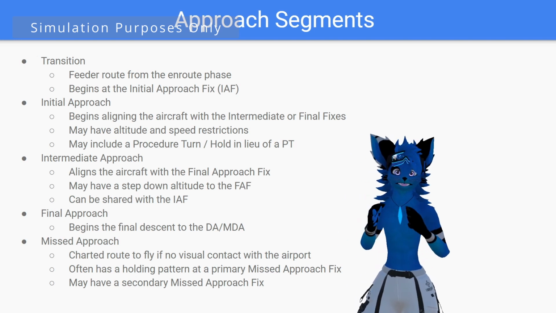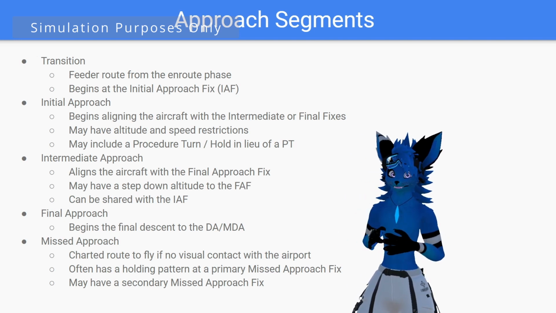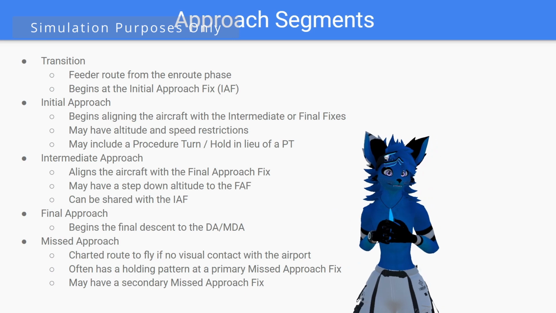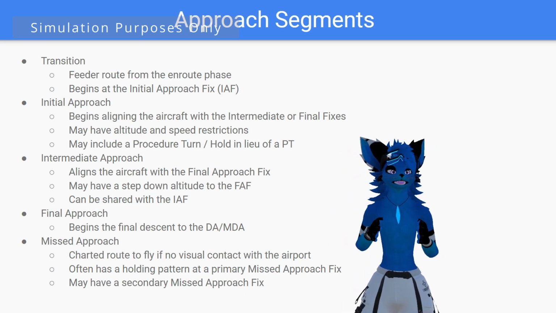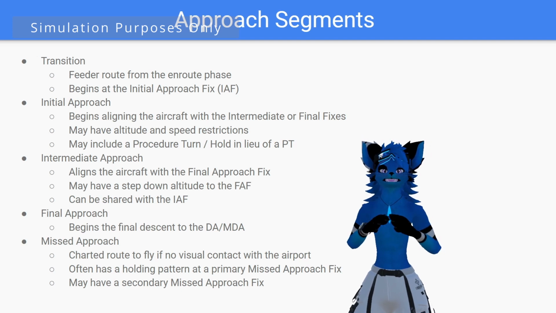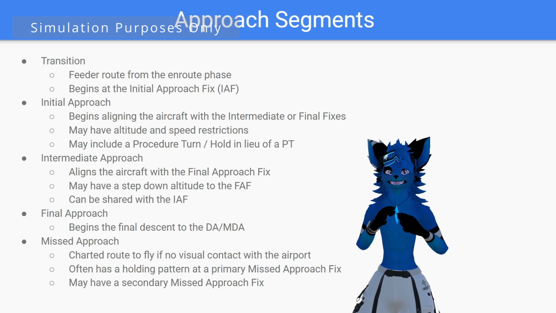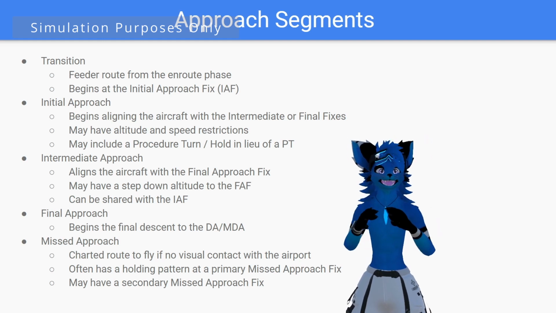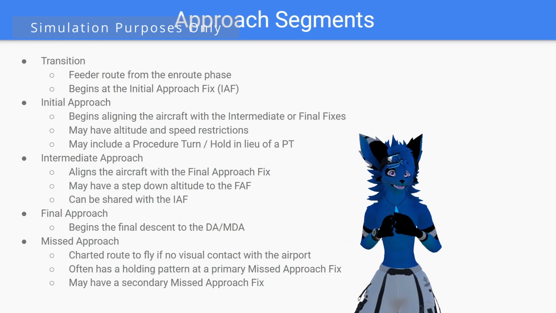They may also include a procedure turn or a hold in lieu of a procedure turn, which we'll talk a little bit more about in a couple of minutes. The intermediate approach is going to align you with the final approach fix. Intermediate approaches are often going to have a higher crossing altitude than your final approach, so it's not uncommon to see a step down in altitude from the intermediate approach fix to your final approach fix.